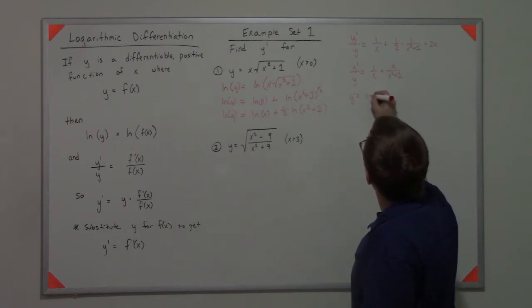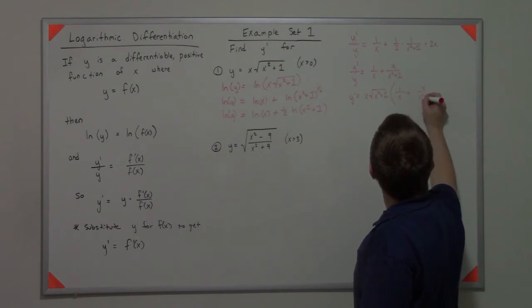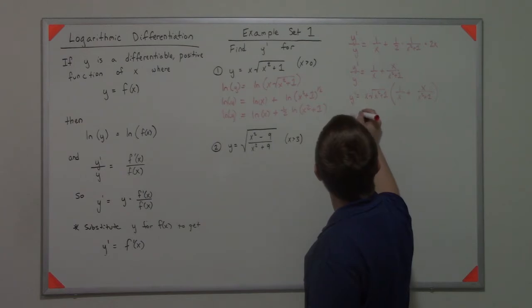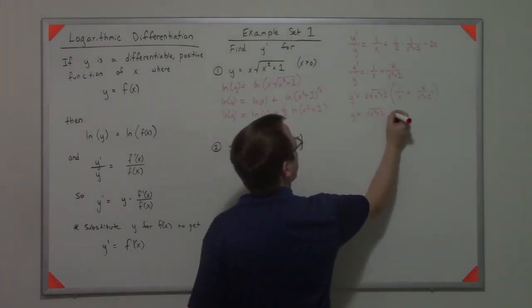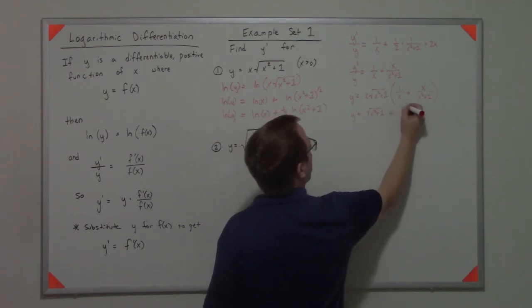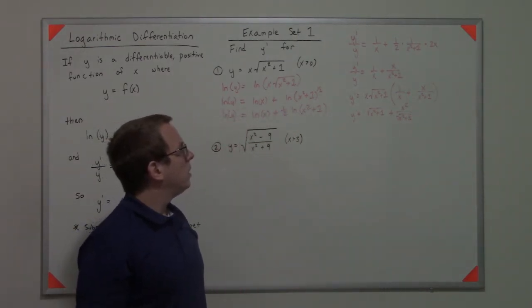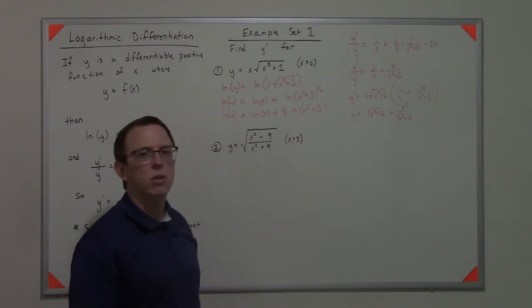So I get y prime equals x times the square root of x squared plus 1 times 1 over x plus x over x squared plus 1. So that gets me the square root of x squared plus 1 plus x squared over the square root of x squared plus 1. And you could probably simplify that further, maybe, but I don't know that it's worth it.